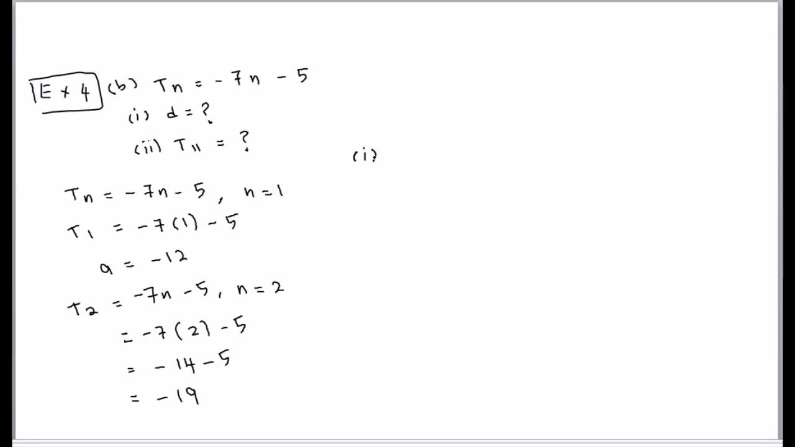So we can answer the first question, which is to find D. D equals T2 minus T1. So negative 19 minus negative 12. Therefore, we get D equal negative 7.